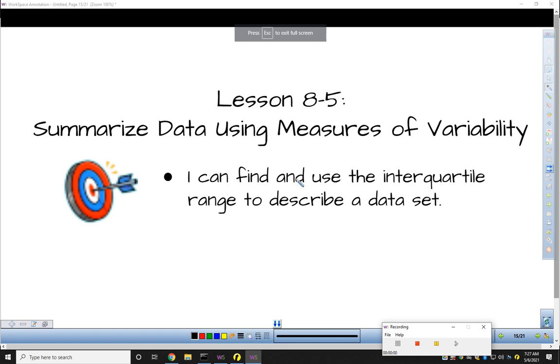Welcome to Lesson 8.5, summarizing data using measures of variability. Basically, the whole piece here is we're going to look at a really specific portion of a box plot today, and that is the interquartile range. So we're going to talk about finding that.